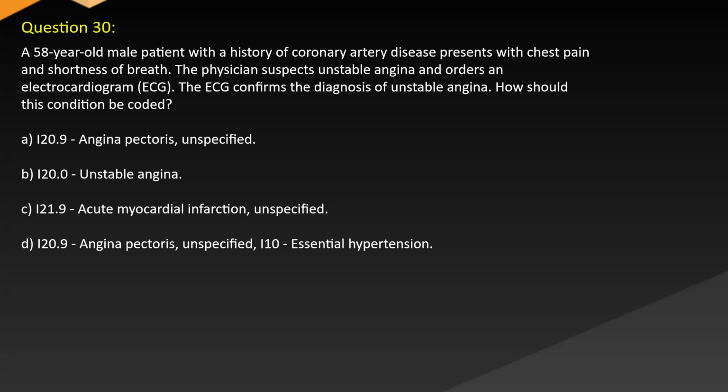Question 30. A 58-year-old male patient with a history of coronary artery disease presents with chest pain and shortness of breath. The physician suspects unstable angina and orders an electrocardiogram. It confirms the diagnosis of unstable angina. How should this condition be coded?